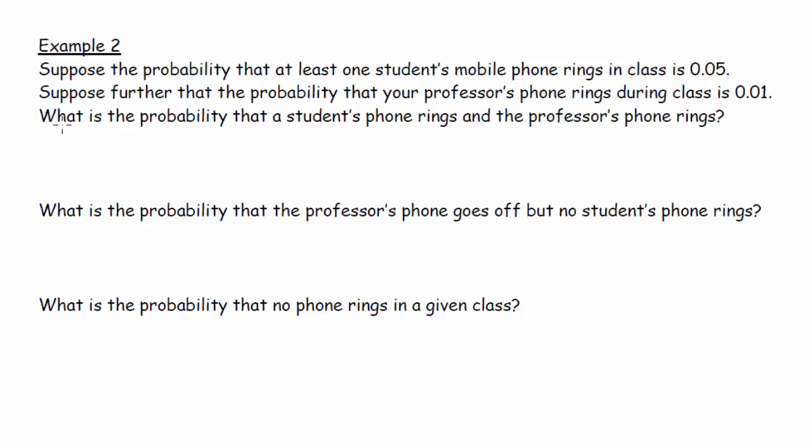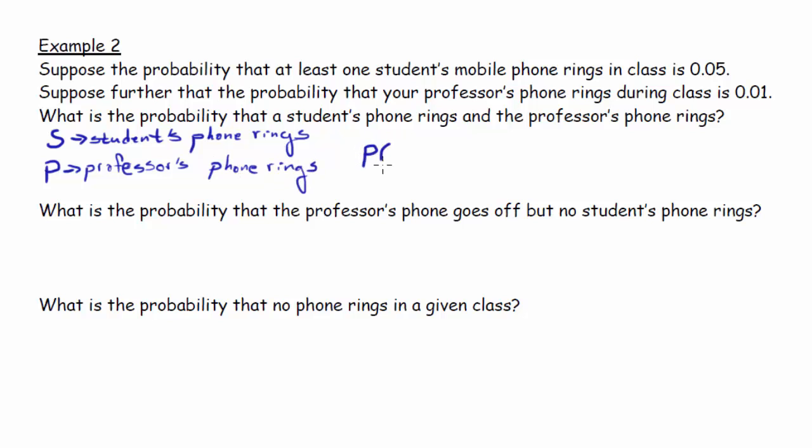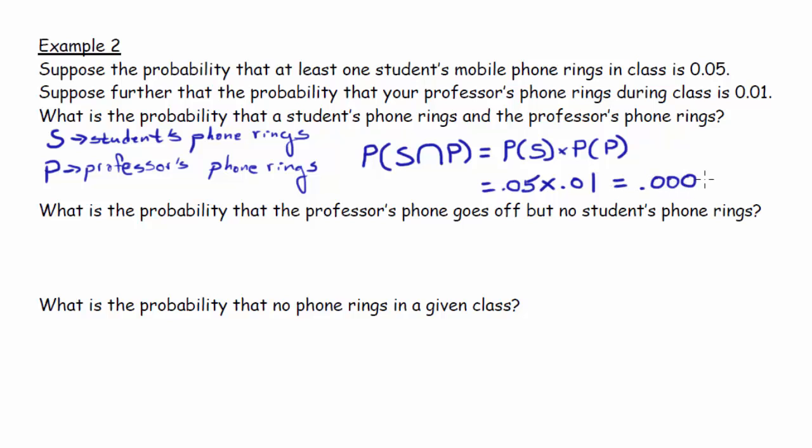I'm going to use an S here to represent that a student's phone rings, and I'm going to use the letter P to represent that your professor's phone rings. In our notation, we're interested in the probability that a student's phone rings and a professor's phone rings. We just learned that if these are independent, we can multiply them. So this is going to be the probability that a student's phone rings times the probability that your professor's phone rings. This is going to be 0.05 times 0.01, which results in 0.0005. So it's highly unlikely that both your phone rings and my phone rings.